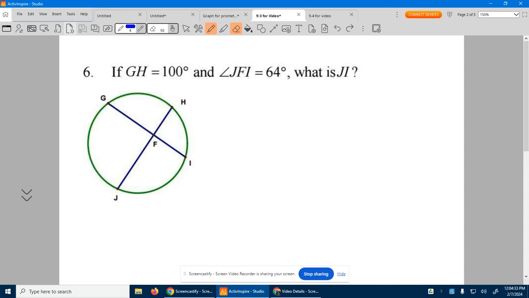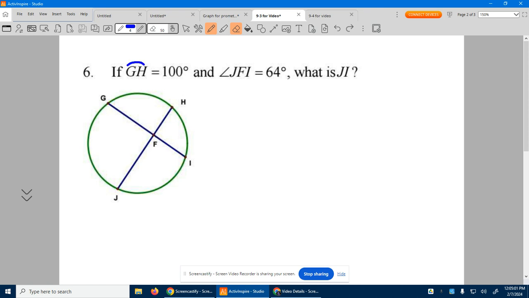All right, number 6. We have two lines, two chords intersecting inside the circle. I know when that happens, the inner angle, this angle here, is going to be half of the average of that arc and that arc. And this angle right here will be the average of this arc and this arc. In other words, add them together and divide by 2. That's what we know. So let's see what we're given.